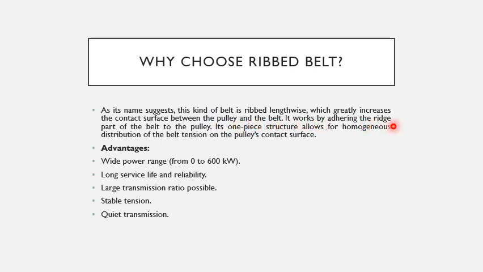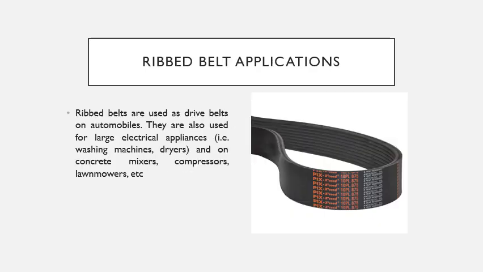It works by adhering the ridge part of the belt to the pulley. Its one piece structure allows for homogeneous distribution of the belt tension on the pulley's contact surface. What are the advantages? It can be used for a wide power range from 0 to 600 kilowatt due to its ribbed structure, long service life and reliability, long transmission ratio possible, stable tension, and the transmission is quiet.